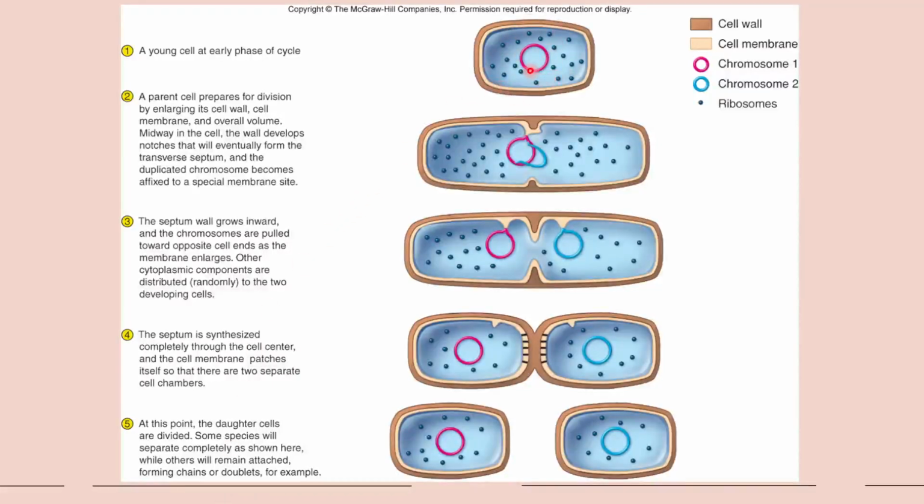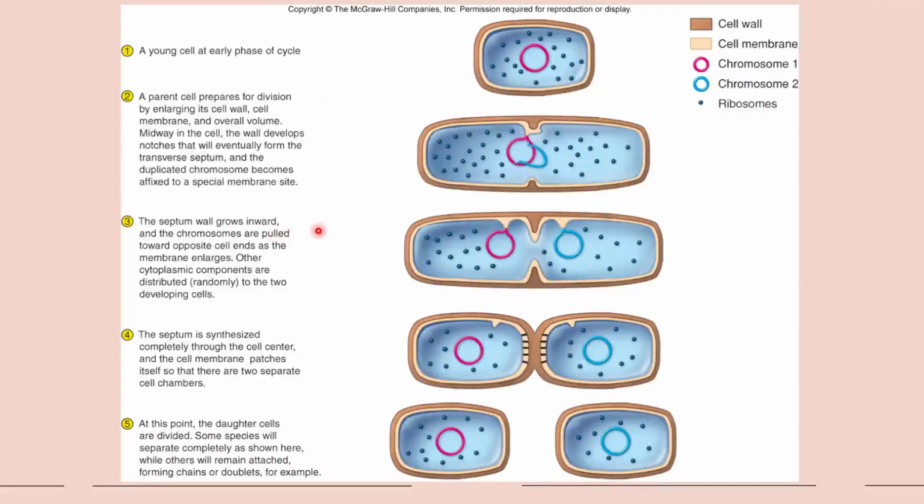We have a young cell at the early phase of the cycle. It has a cell wall and a cell membrane. This is chromosome 1 and these are ribosomes. Now, a parent cell prepares for cell division by enlarging its cell wall, cell membrane and overall volume. Midway in the cell, the wall develops notches that will eventually form the transverse septum, and the duplicated chromosome becomes affixed to a special membrane site.